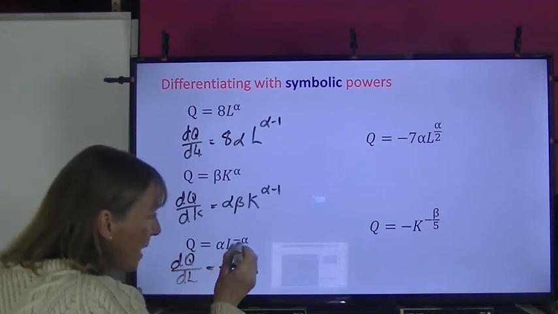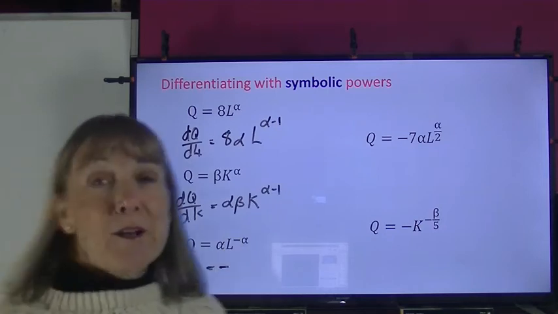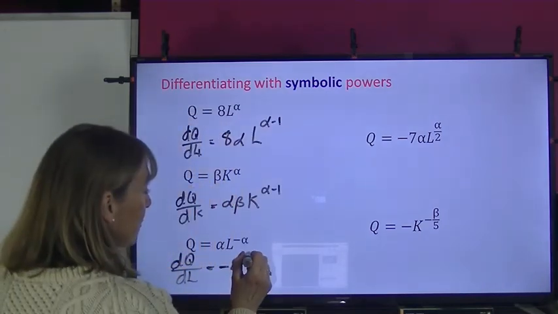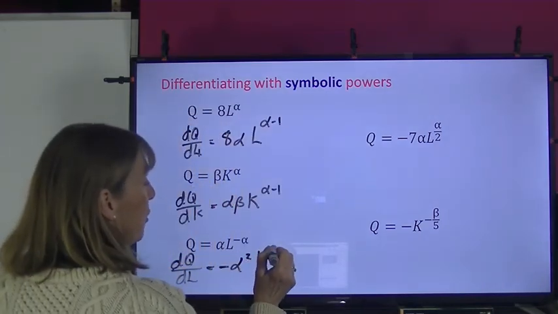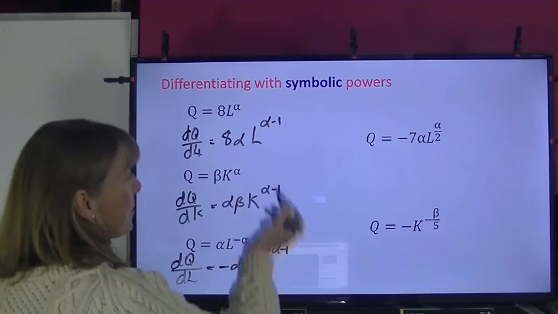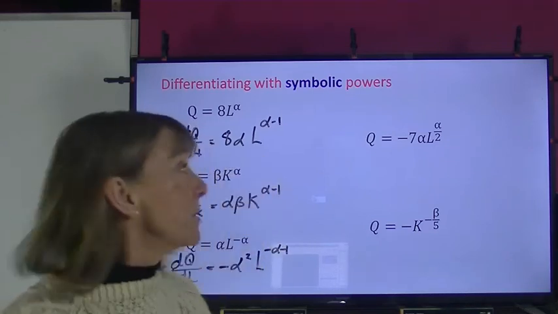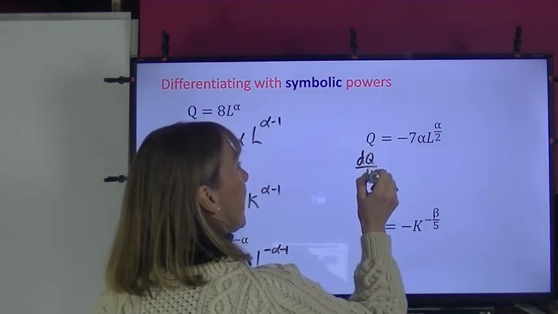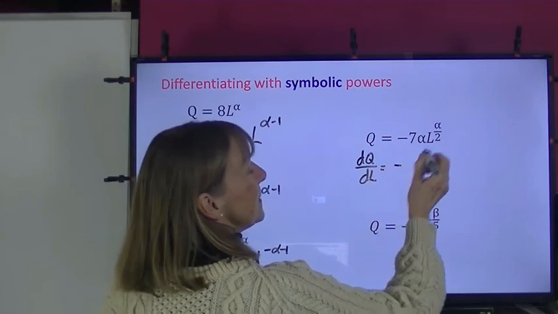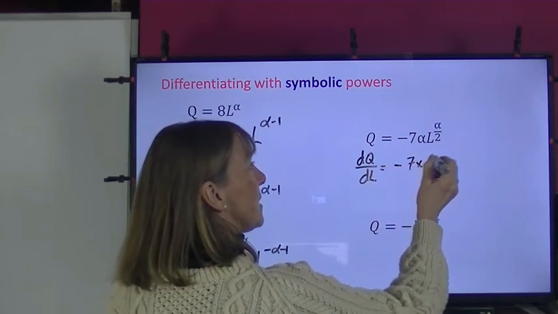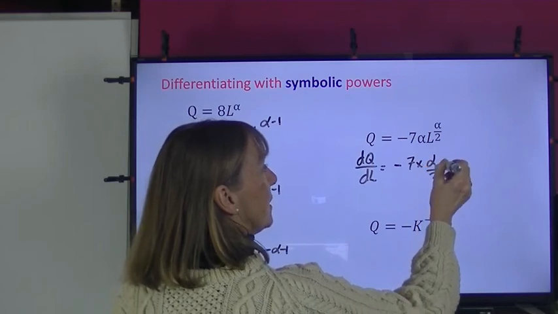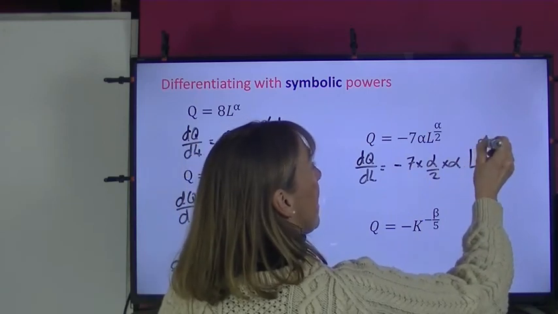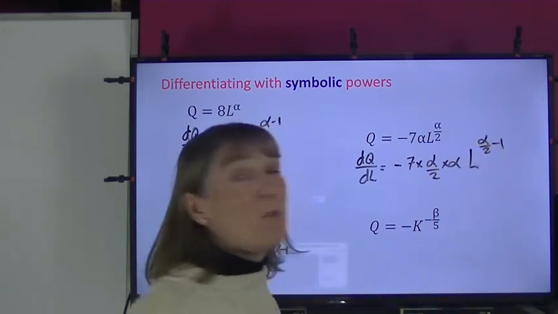Here we're going to have dQ by dL. I'm now going to have minus, and I'm going to have alpha times alpha, and I would probably simplify that to alpha squared. So I've got minus alpha minus 1. So whatever the power is before, you just subtract 1 from it. So here we have dQ over dL. It's going to be minus, let's write it longhand, 7 times alpha over 2 times another alpha, because there was already an alpha there, L to the alpha over 2 minus 1.